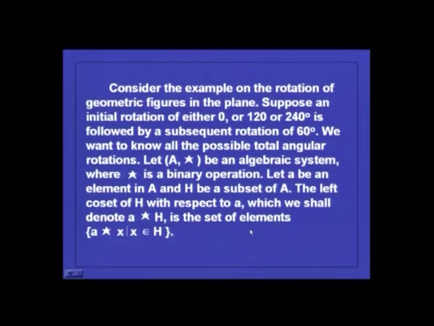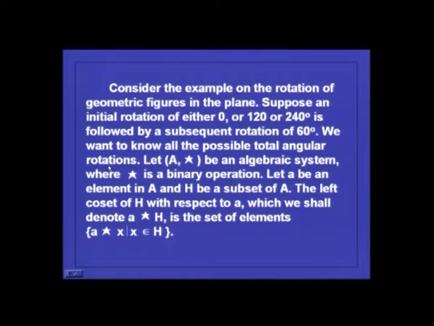Similarly, you look at the example of a rotation of the geometric figures in the plane. This we have considered again and again. Suppose an initial rotation is either 0 degrees or 120 degrees or 240 degrees. Afterwards, it is followed by a subsequent rotation of 60 degrees. Then what is the result? With 0 and 60 you will get 60, with 120 and 60 you will get 180, with 240 and 60 you will get 300. We want to know all the possible total angular rotations obtained like this.